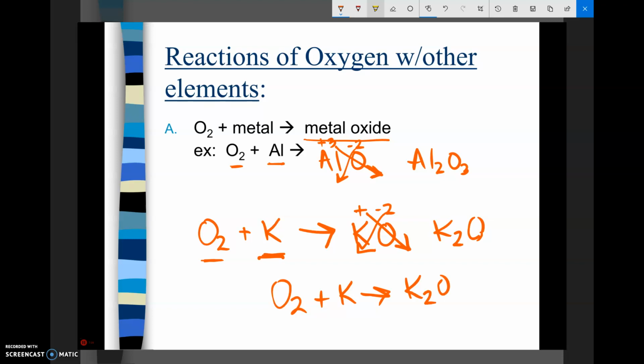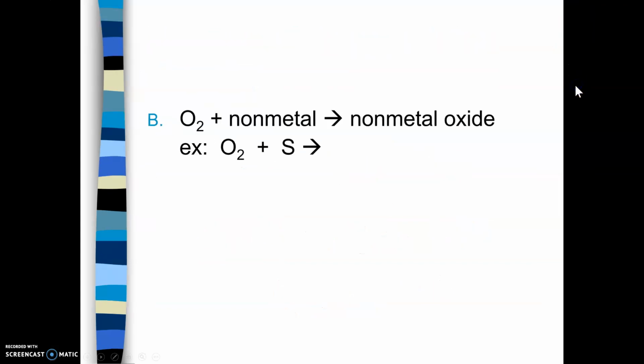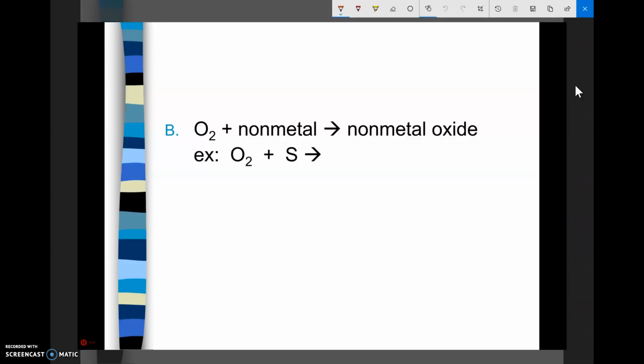All right, the next one that we're going to look at with oxygen is when we have oxygen and a non-metal. So here we go with our non-metal right here, and this is going to make a non-metal oxide.